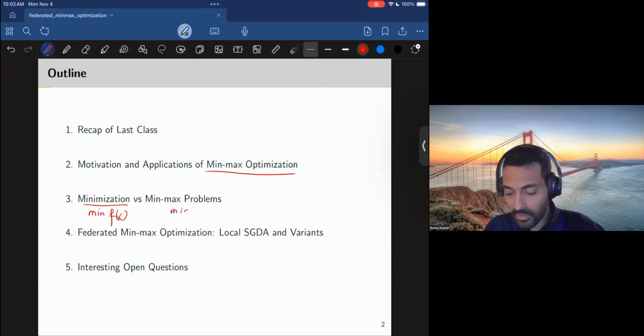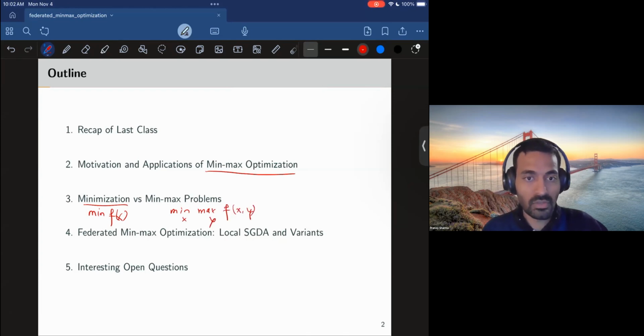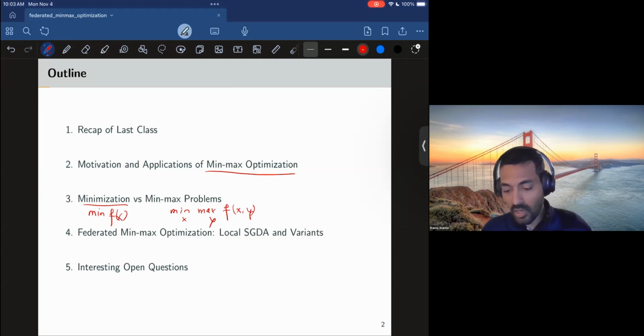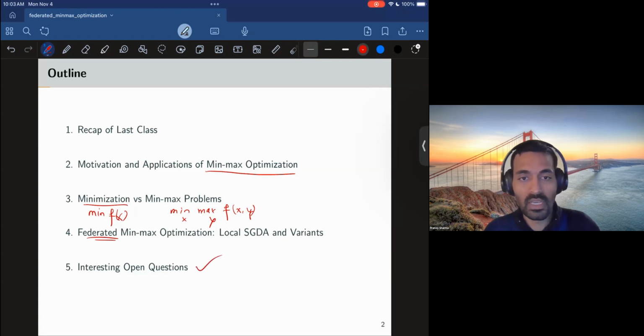So these are problems of the form: minimize with respect to some variable, maximize with respect to some other variable, this function, which is a function of two variables, x and y. And then we'll talk about a simple algorithm, which we use to solve this problem in a federated setting. And finally, I'll very briefly talk about some interesting open questions which exist in this area.